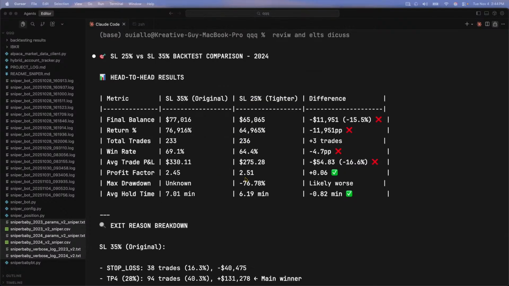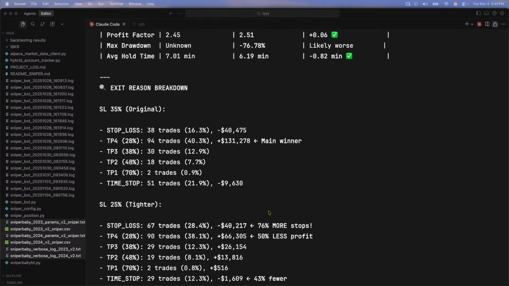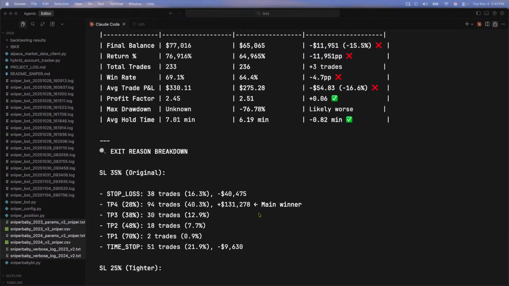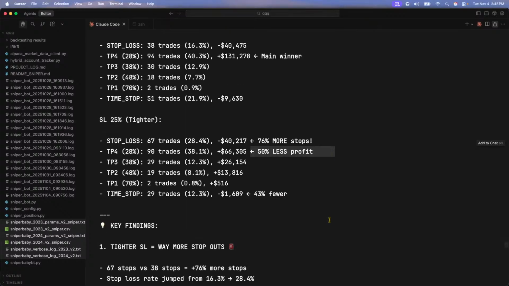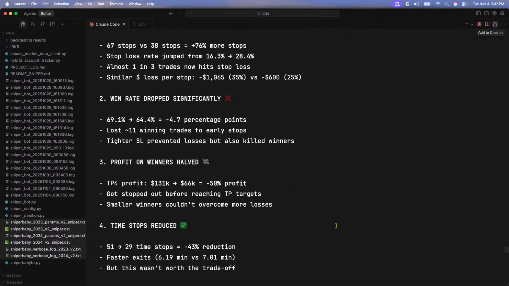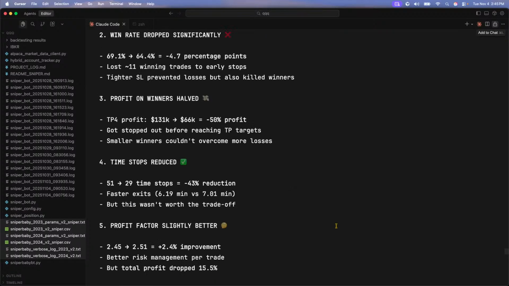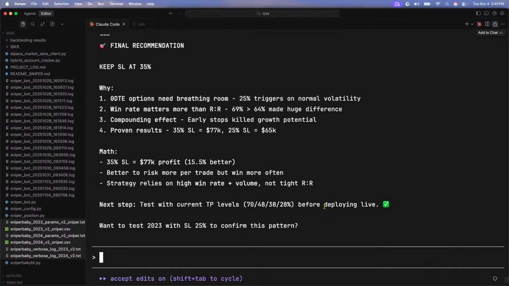Hmm. 76% less. 76% more, 76% less. Oh, I read that wrong. Win rate dropped significantly. All right, so this is not it. This is not the vibe.